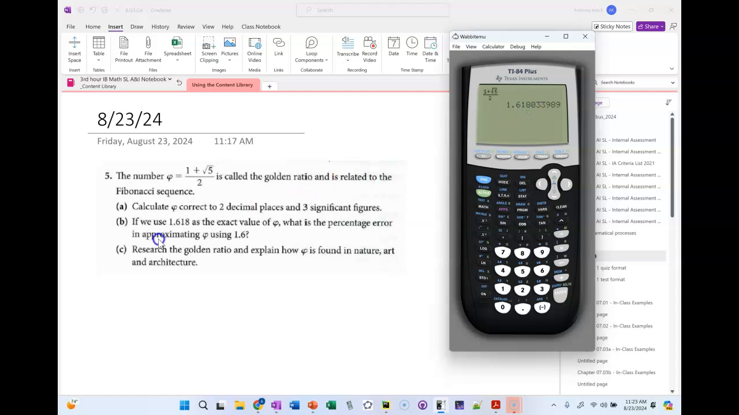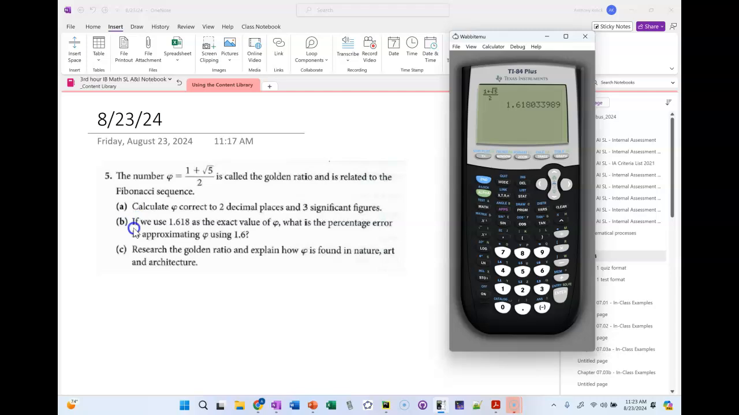Okay. So correct to 2 decimal places means I'm rounding here. Correct? So that means I'd write 1.62. And if I want 3 significant figures, well, it's the same thing, right? Ava, you good? Okay.